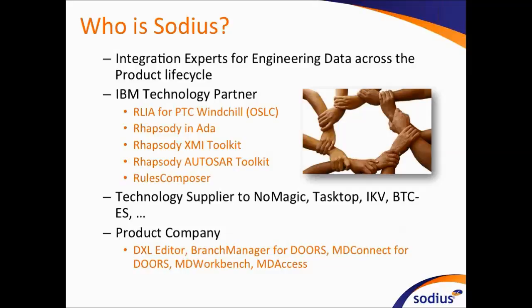So finally, besides all of the behind-the-scenes work there, we also sell directly our own products. Around DOORS, there's DXL Editor, which I mentioned earlier, which is an Eclipse environment for the DXL language. There is Branch Manager for DOORS. It tries to make up for some of the shortcomings in managing multiple evolutions of requirements, whether it's for different product lines or just different versions of the same product. MD Connect for DOORS lets you drag and drop requirements inside of Eclipse onto model elements in Rational Software Architect to do types of linking.